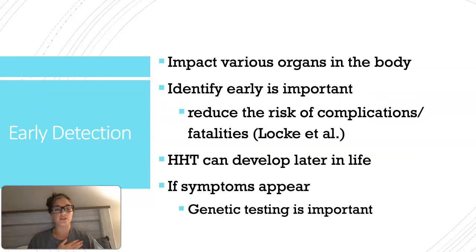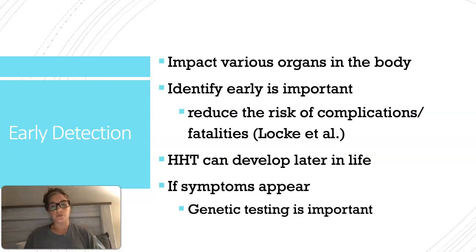Early detection. HHT is a condition that can impact various organs in the body. Identifying it early is important. Timely interventions can reduce the risk of complications and fatalities. Signs and symptoms can develop later in life, but it is important to undergo genetic testing if symptoms are present. Identifying the HHT mutation through testing can lead to early detection and treatment for affected individuals. Tests can be performed on other family members to catch HHT early and provide appropriate care.